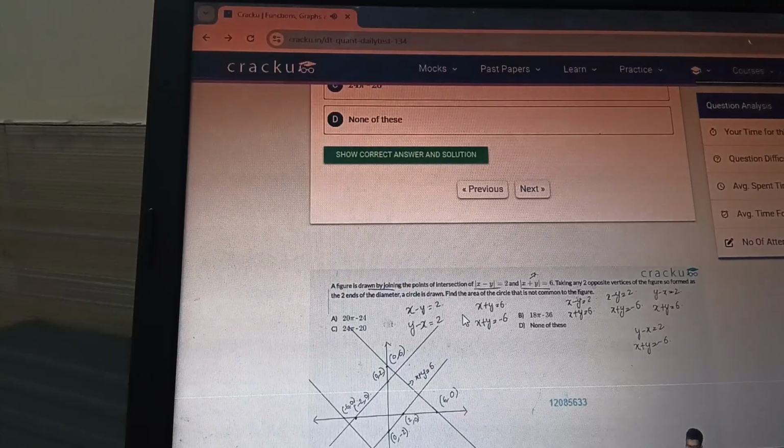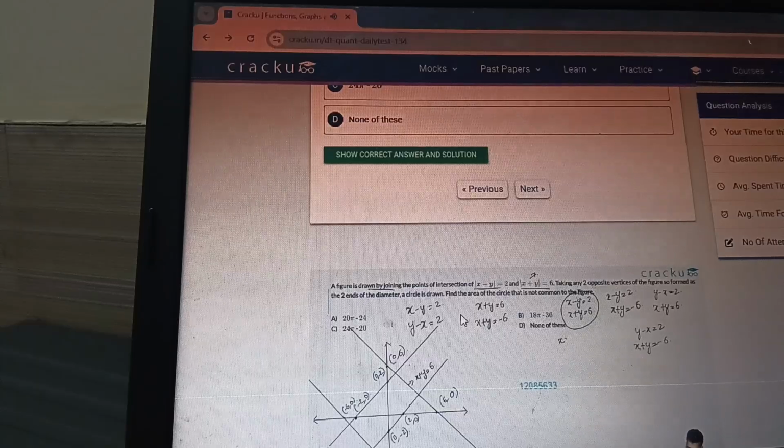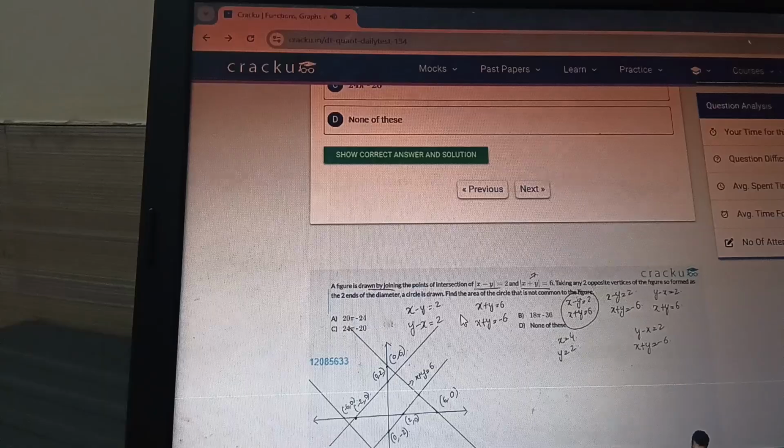The point of intersection of the first pair is, if you add both of them, you are going to get that 2x is equal to 8, or the value of x is equal to 4. And the value of y is equal to 2. That is this point, 4, 2.